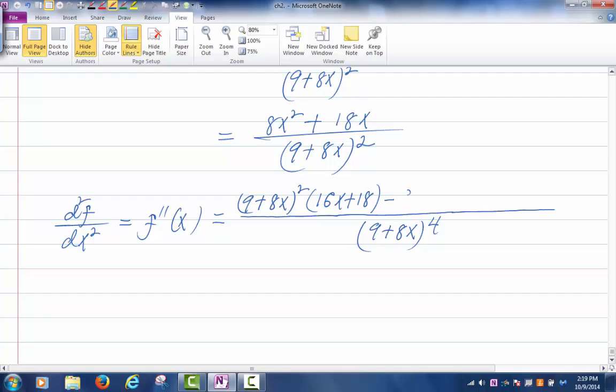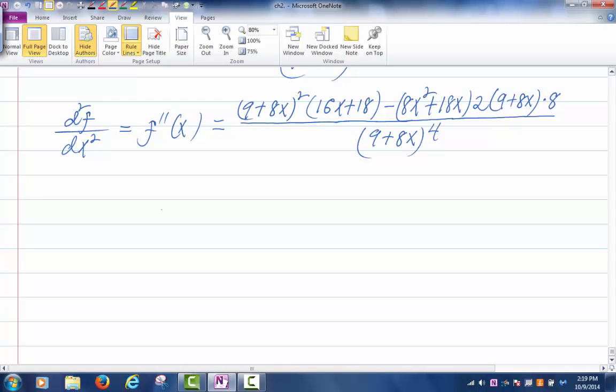And then I have 8x squared plus 18x, and I have to multiply by the derivative of the denominator. So what's the derivative of the denominator? The derivative of 9 plus 8x squared, right? So imagine this is just x, so you get 2 times this to the 1. So 2 times 9 plus 8x to the 1, and multiplied by the derivative of 9 plus 8x, which is 8. Is everybody okay with that? Okay.